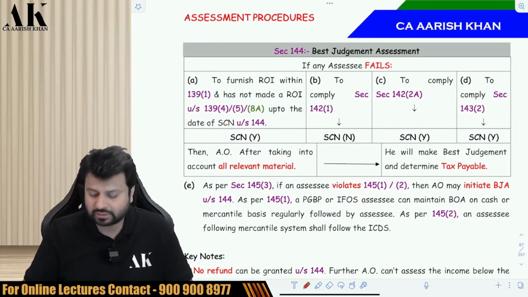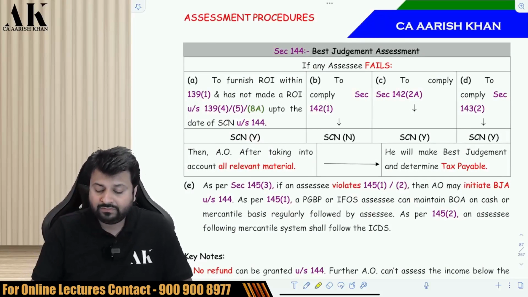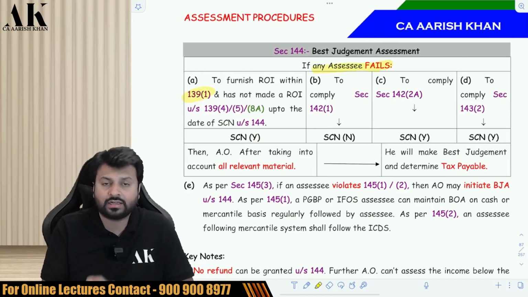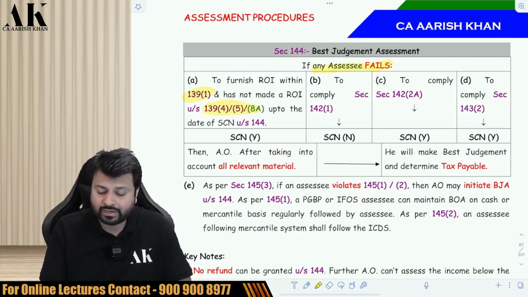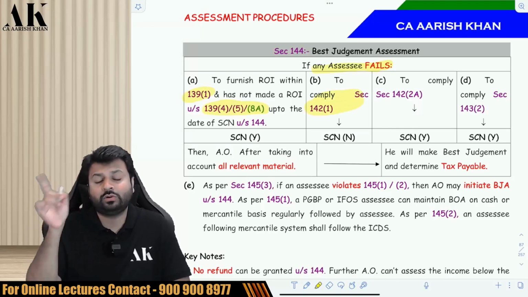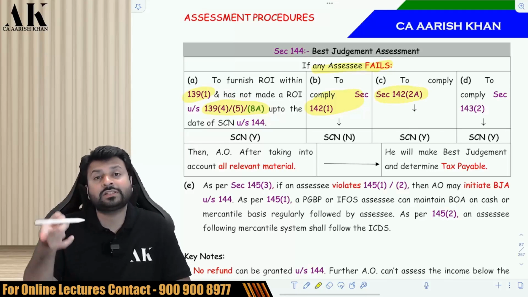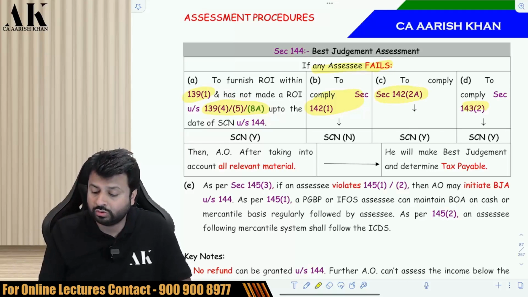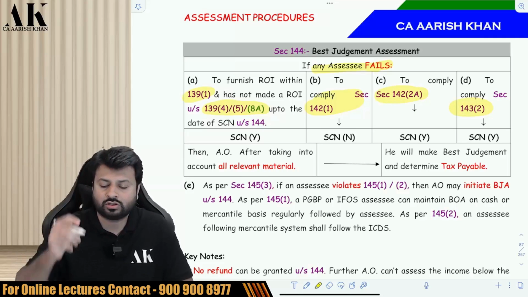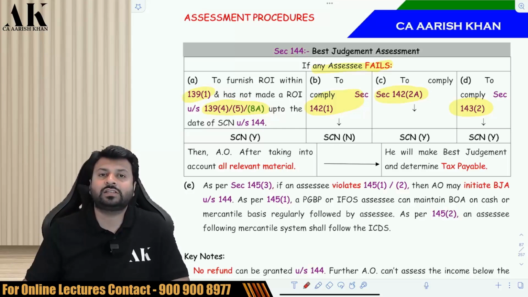Now, next assessment, best judgment assessment. If the assessee fails to do certain things, like if the assessee fails to file a return on time, or fails to file a belated return or revised return or an updated return, or if the assessee fails to comply with a notice under 142(1) or a special audit requirement under 142(2A) or a scrutiny notice under 143(2), then the AO will issue a show cause notice to you and will do a best judgment against you.